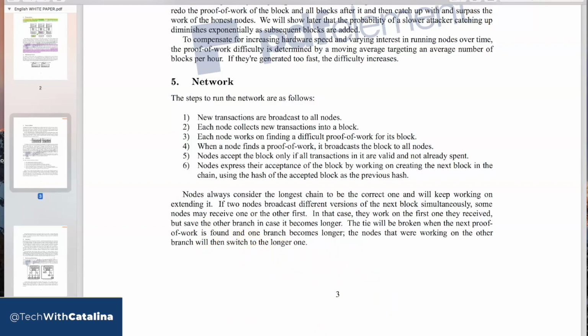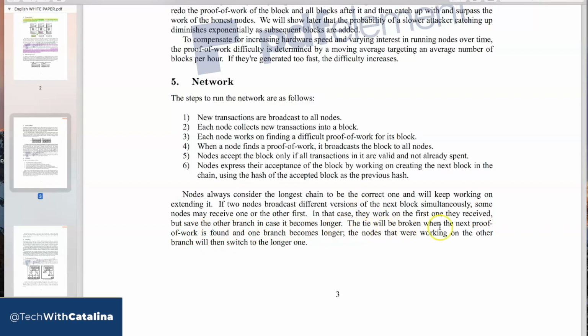So all the nodes that are closer to me in Argentina are going to receive this information a little bit faster than the ones in Germany, and the Germans are going to receive their information a little bit faster, and they are going to recognize that extension of the blockchain as the valid one. So we have two possible extensions of the blockchain here. And what happens is the following. In that case, they work on the first one they received, but save the other branch in case it becomes longer.